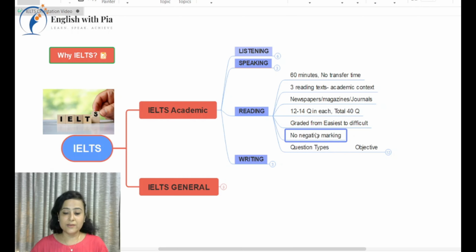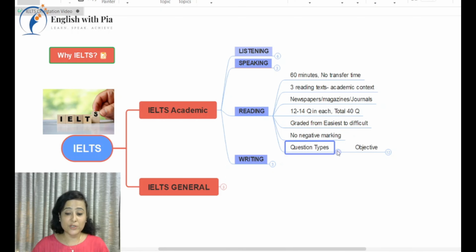Again, in reading there is no negative marking. That means if you're not very sure about your answer, you can still write it down, as your guess might be correct sometimes. So there's no negative marking.